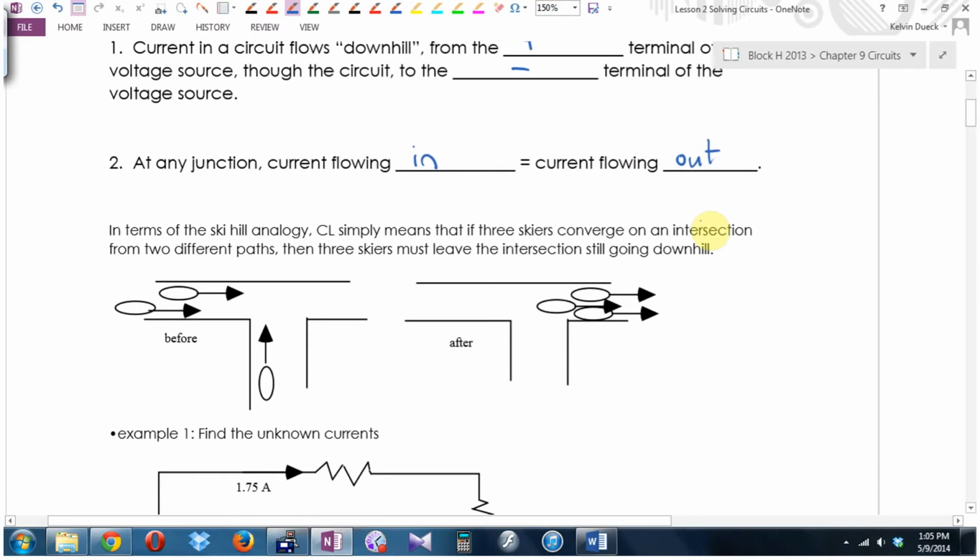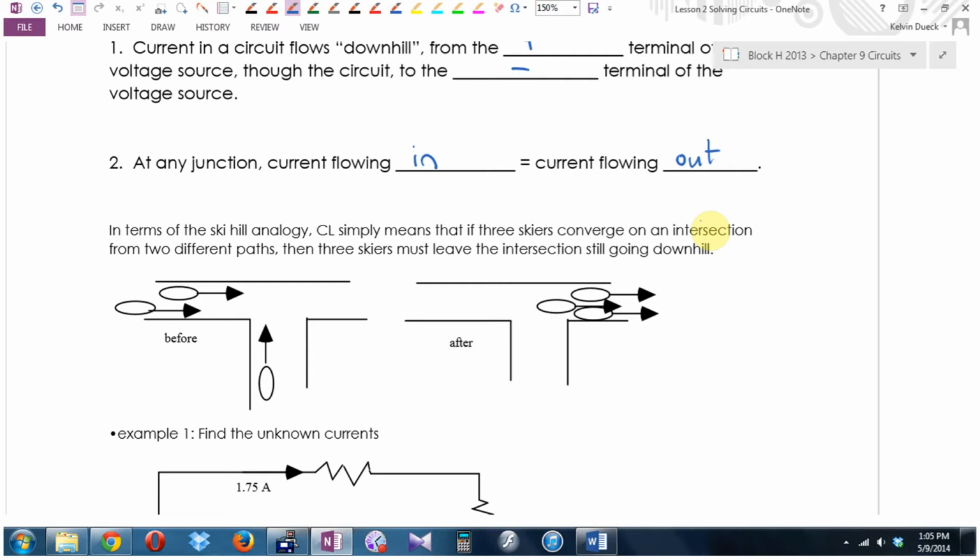I've been using a ski hill analogy. I've said that every single circuit is sort of like a ski hill. The battery, the voltage source, is like the chairlift. It lifts you up the mountain. How do you get back down the mountain? Well, in skiing, you have to go down hills. In a circuit, you must go through resistors. And you've got to get back down to ground level before you can get back on the chairlift, before you can get back into the battery.